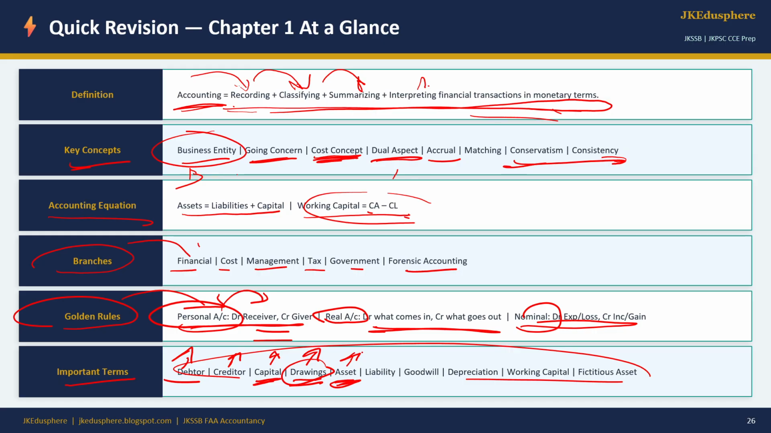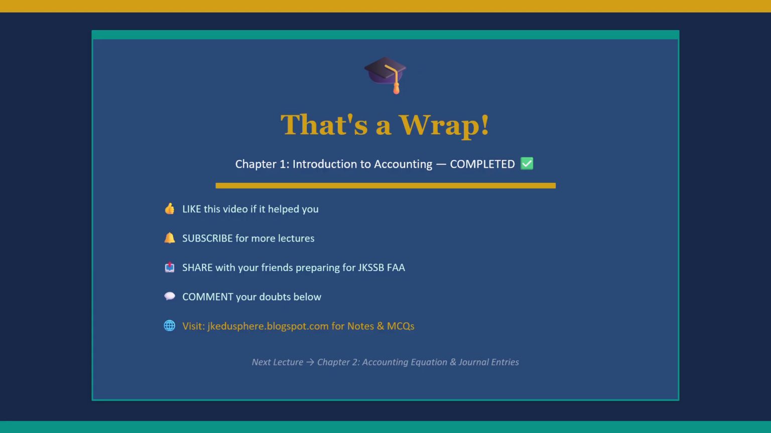What is an asset? Whatever we have which can be converted into monetary value, like land, building. What is liability? The amount of money the business owes. Goodwill, consider this as brand value. Depreciation is the annual reduction of value. What is working capital? We have seen: current asset minus current liability. Fictitious assets we will see in the upcoming lecture when we see types of assets.